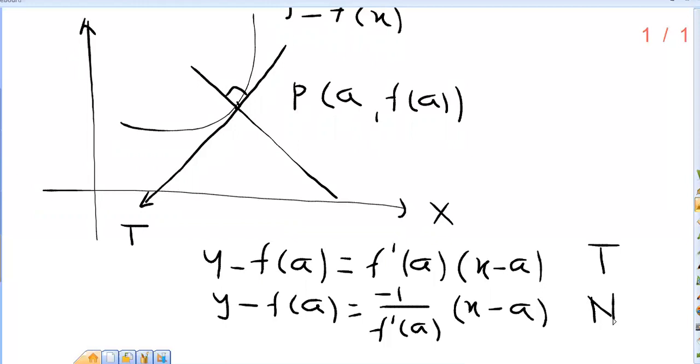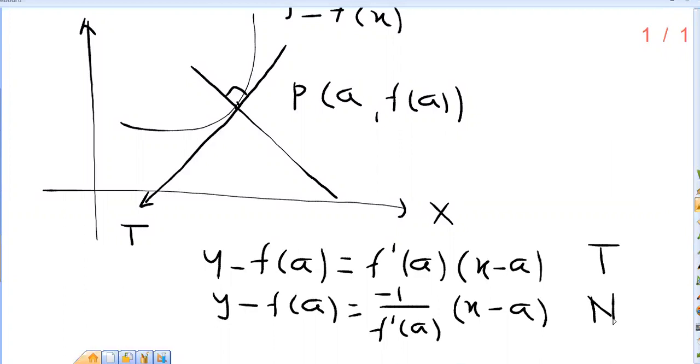In that, write down f dash of a, that is dy dx at x equal to a, is the slope of the tangent to the curve y equal to f(x) at a point x equal to a on the curve.